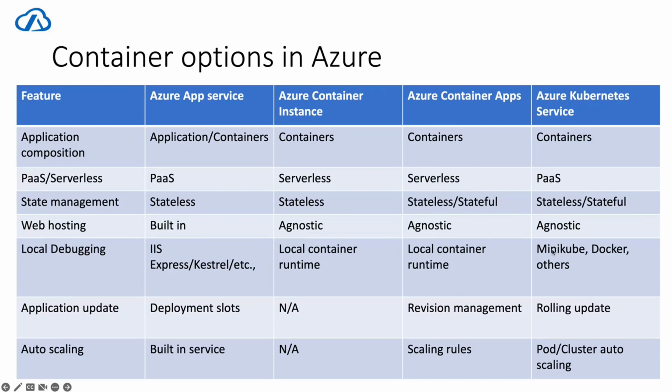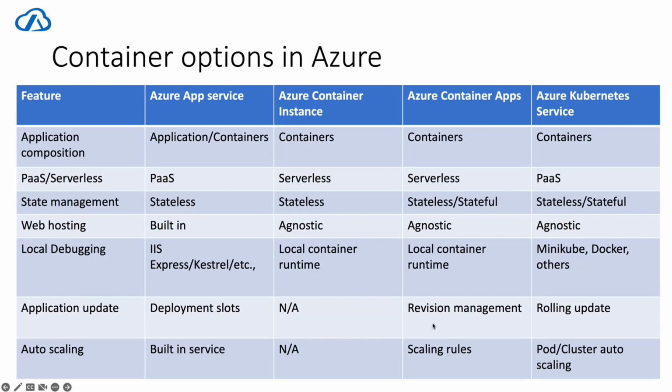And from the application update perspective, we use something called deployment slots here, where you have a staging slot and then a production slot. And for Container Instance, there is nothing called an application update, because it's a single instance which is running. Whenever you want to push a new version, it will bring down a container instance, and then it brings up a new instance with your new version of your image. So there's nothing like an application update.